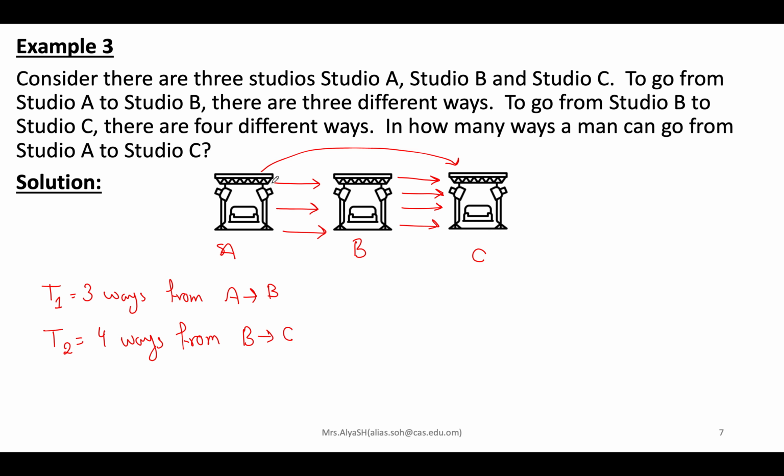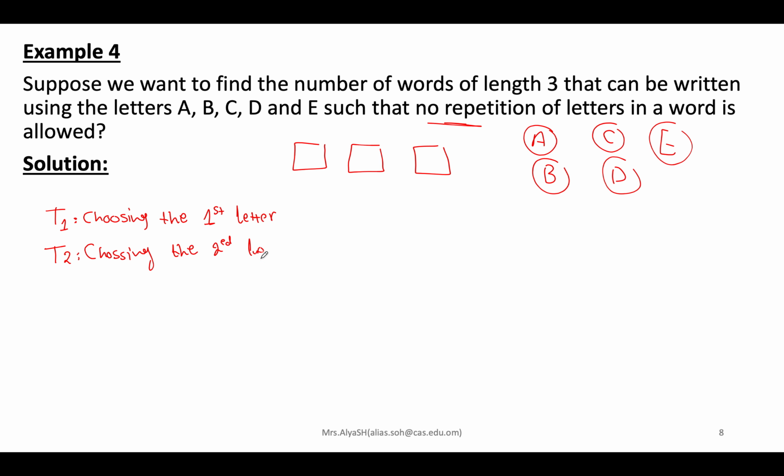Okay, so here we got how many letters? We got 5 letters. So in task 1, we need to choose the first letter, then task 2 is choosing the second letter, and task 3 is choosing the third letter.